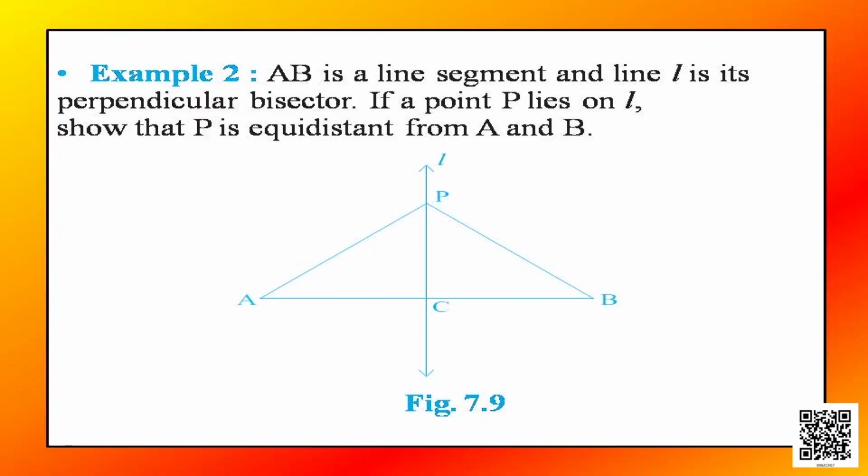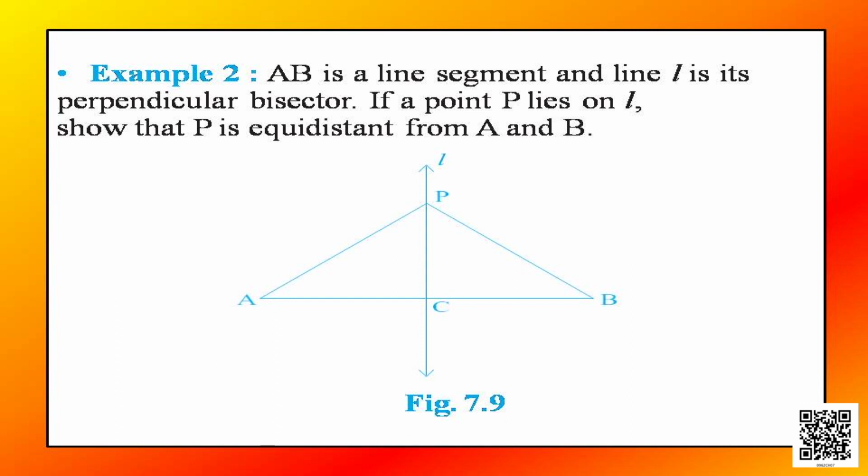So example 2 says that AB is a line segment and line L is its perpendicular bisector. If a point P lies on L, show that P is equidistant from A and B. So let us discuss the solution.